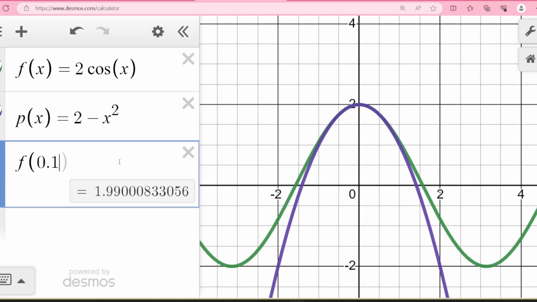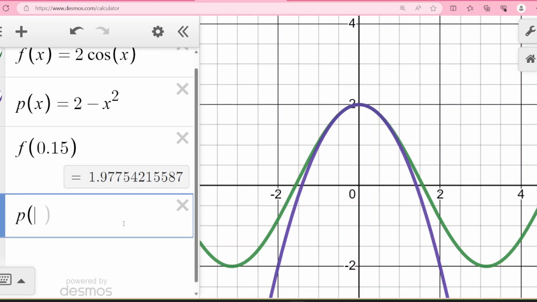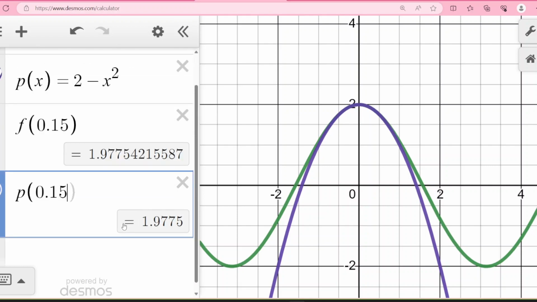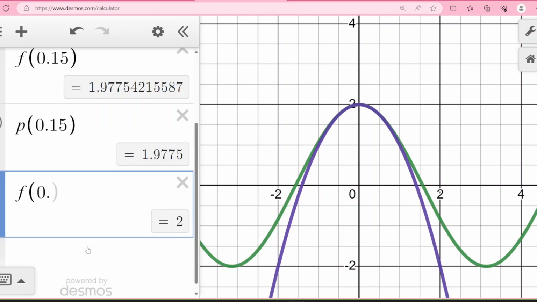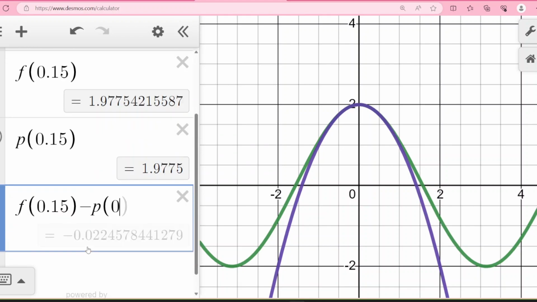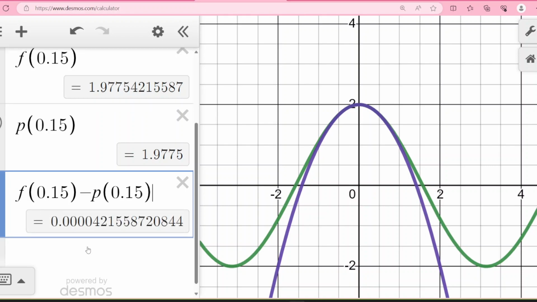Now look at f of 0.15. All right, so there is the actual value of 2 times the cosine of 0.15, 1.9775 something. Now look at p of 0.15, and you see how these are the same to the first 4 decimal places, right? It's definitely less than 1,000th. If you subtracted these, you'd get a value less than 0.001, right? f of 0.15 minus the polynomial at 0.15. There's the error. And you see the error is definitely smaller than 1,000th.